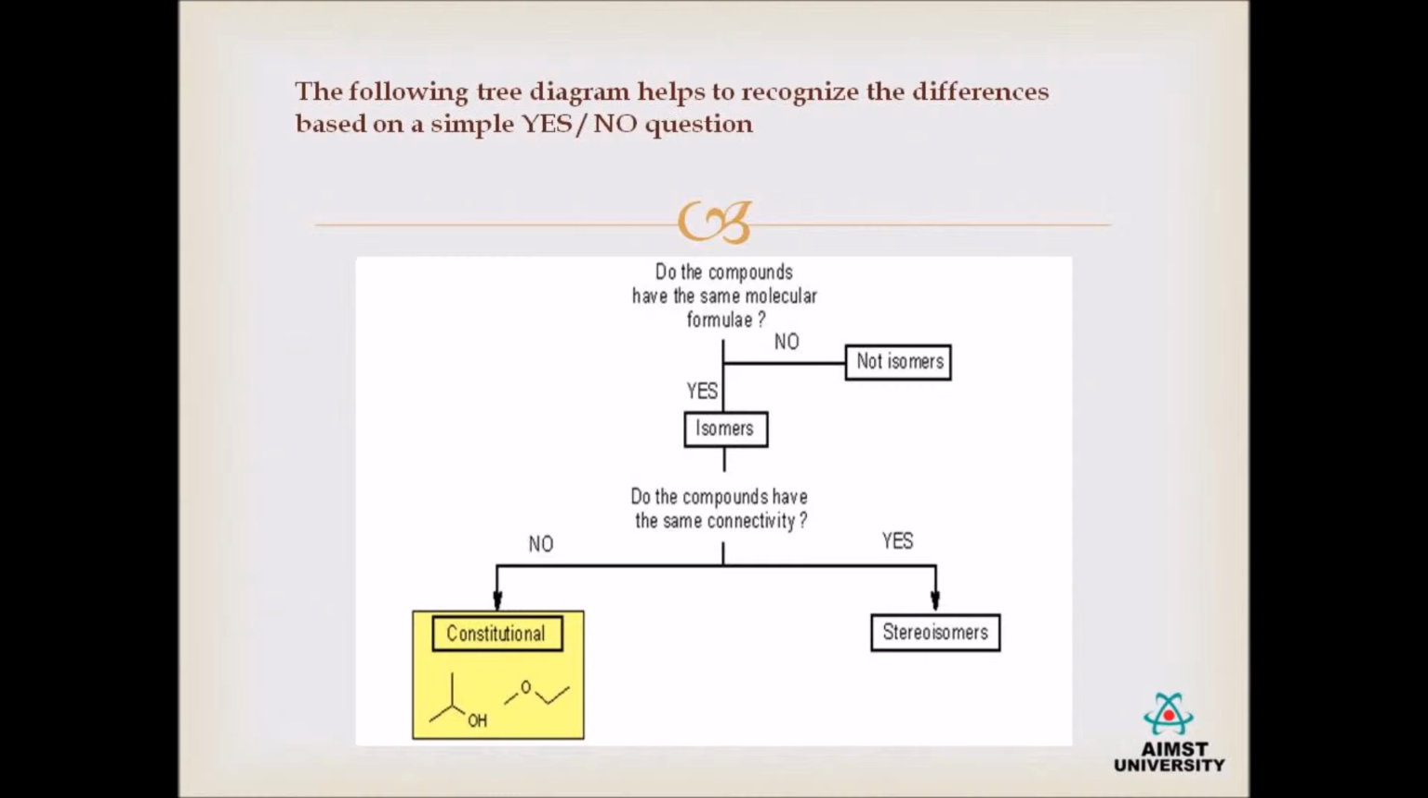This is a flowchart showing the relationship between different isomers. If your compounds have the same molecular formula, if your answer is yes, then they are isomers. If your answer is no, then they are not isomers. If they are isomers, then you have to think, do the compounds have the same connectivity? If your answer is yes, they are stereoisomers. If your answer is no, they are constitutional isomers.